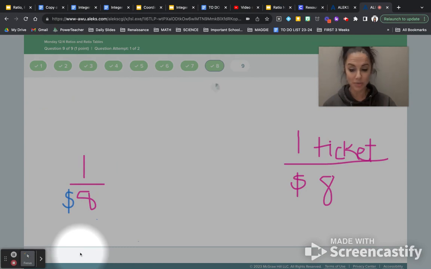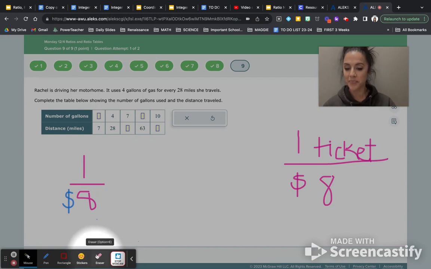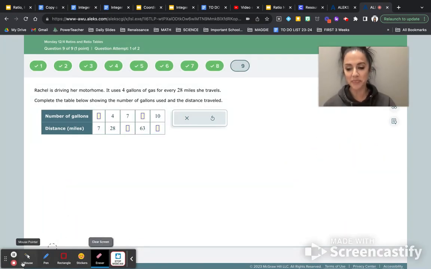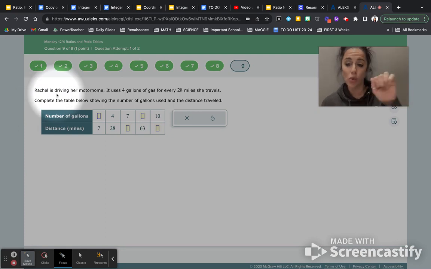Okay, for our last problem, I'm going to go through and clear out my screen real quick. Okay. So for this last problem, it is saying Rachel is driving her motorhome. I think most people call them RVs, but we're going to say that. So she's driving her RV and it uses 4 gallons of gas for every 28 miles she travels, which is not great gas mileage, guys.